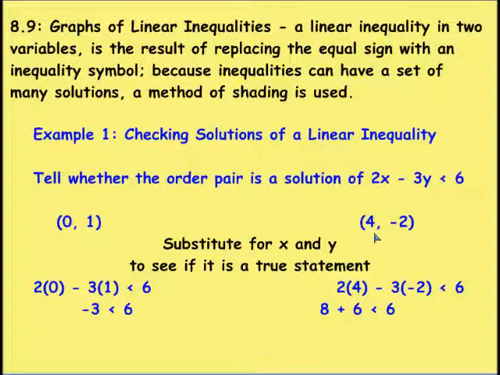Now, if I go ahead and test point (4, negative 2), again, I'm going to just substitute that in for x and y. 2 times 4, which is x, minus 3 times negative 2. And we want to see if that's going to be less than 6. Again, going back to the original equation. 2 times 4 is 8. Negative 3 times negative 2, watch your integers, is a positive 6. 8 plus 6 is 14, which is not less than 6. So (4, negative 2) would not be one of the solutions for this linear inequality.